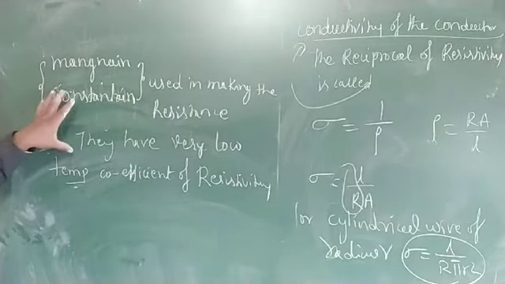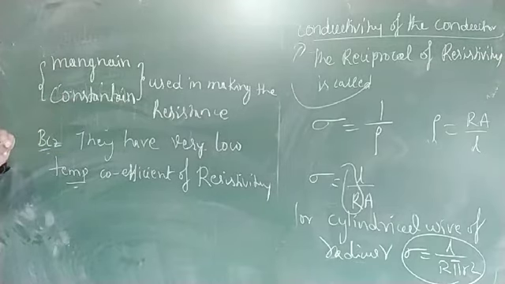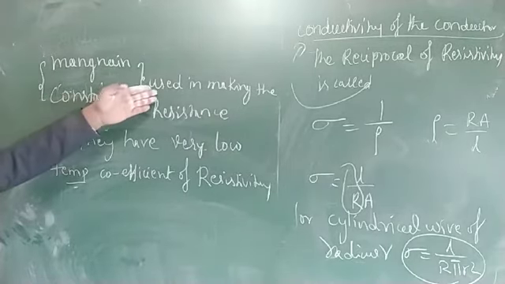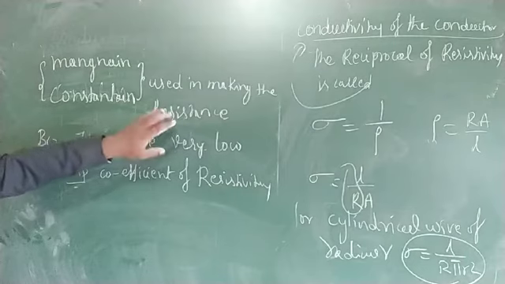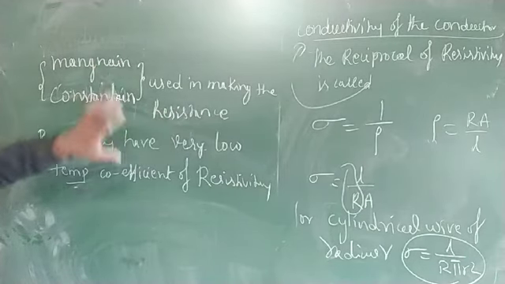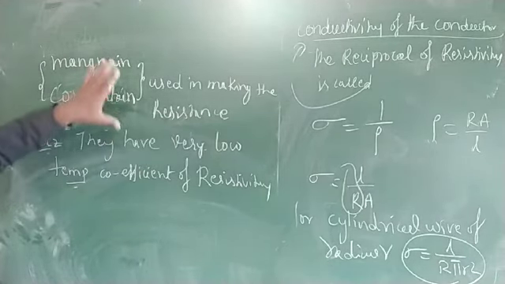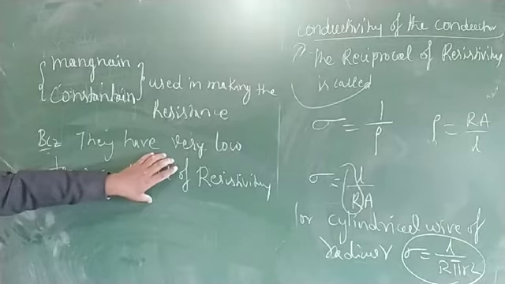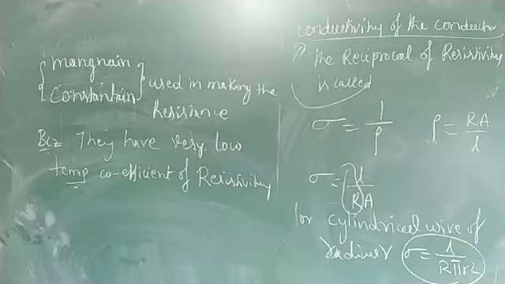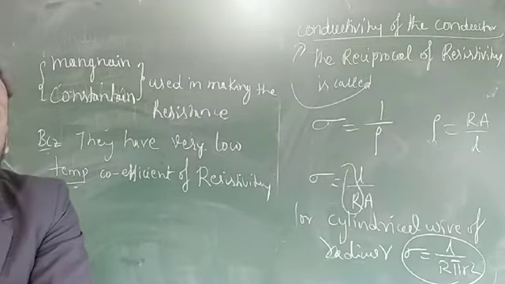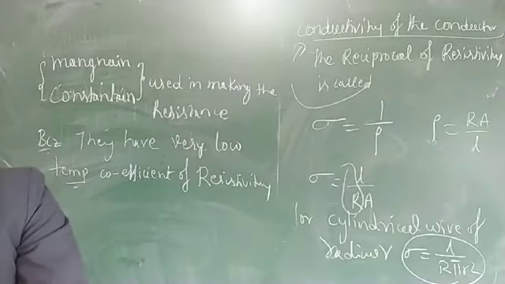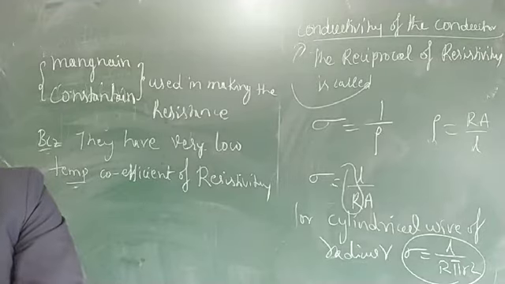This question is very important for annual examination, for 1 mark. Which are the materials used in making the resistances? These two. And why are these two materials used? Because of very low temperature coefficient, these two materials are used while making the resistances.